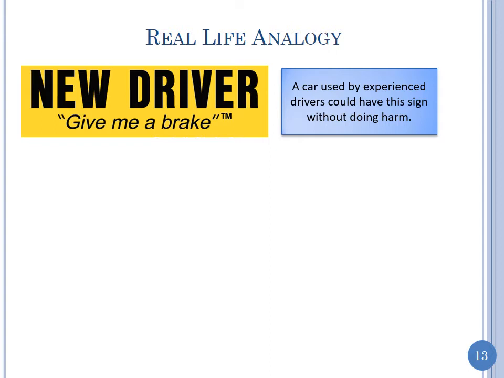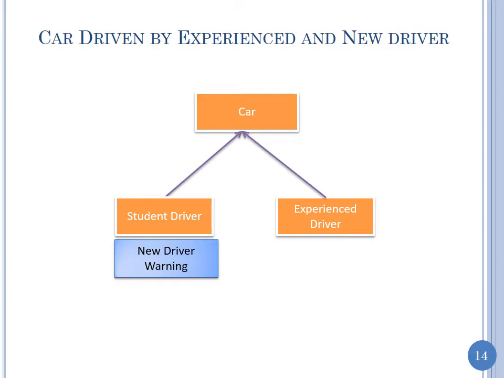And why would you ever do that? Why would an experienced driver ever drive a car in which we have this warning? Because there might be one car being driven by both a student driver and an experienced driver, and we don't want to keep changing the signs each time. So we say that we take the more conservative approach. Okay, it's better to err on the cautious side than on the non-cautious side. Okay, so a new driver warning is fine because we're taking the union of the warnings that can arise.